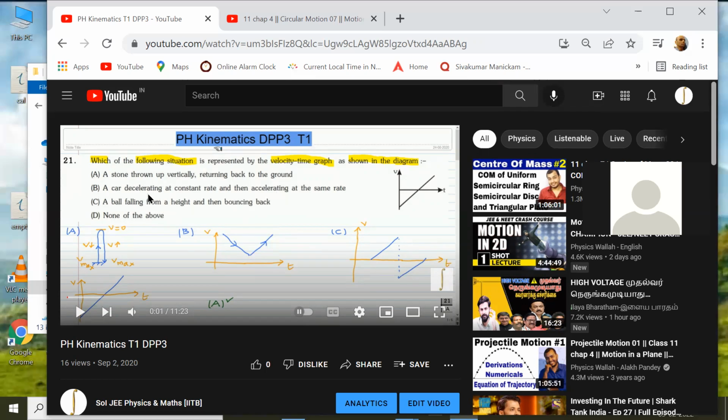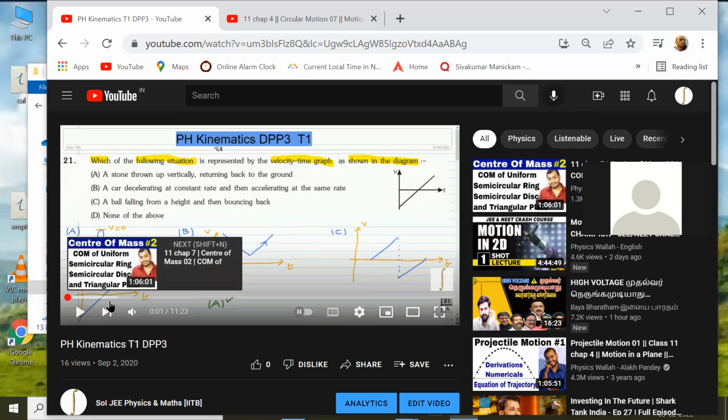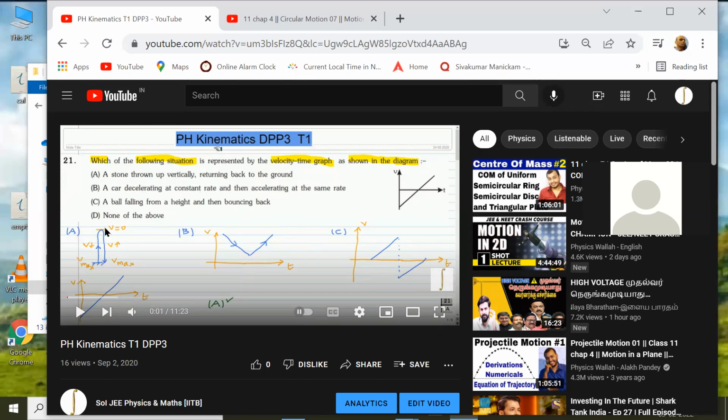Decelerating means the slope has to change sign, no? And accelerating, the slope will be opposite of decelerating. So option B is not true. And A is true if you assume that the downward direction is positive, because here the slope is positive.